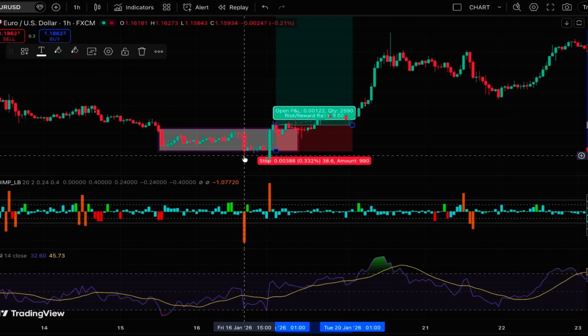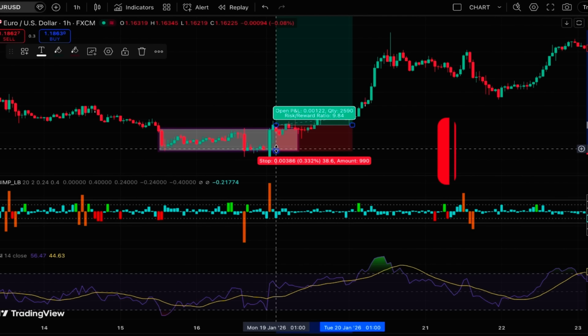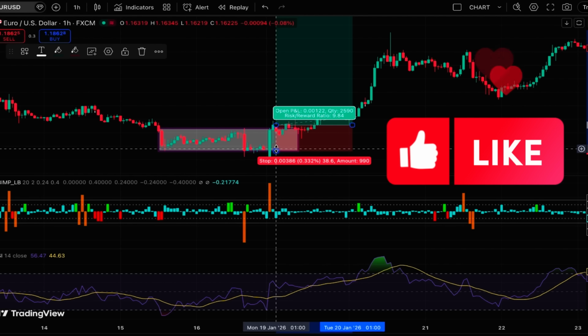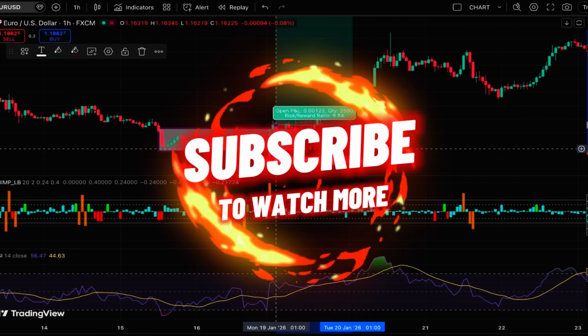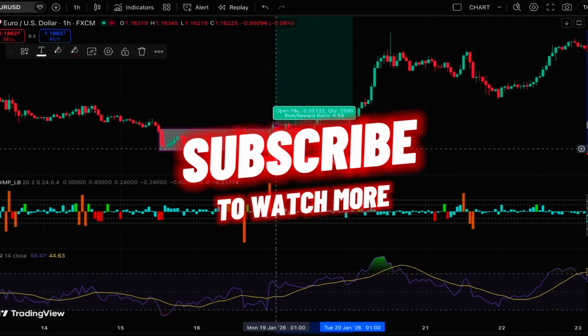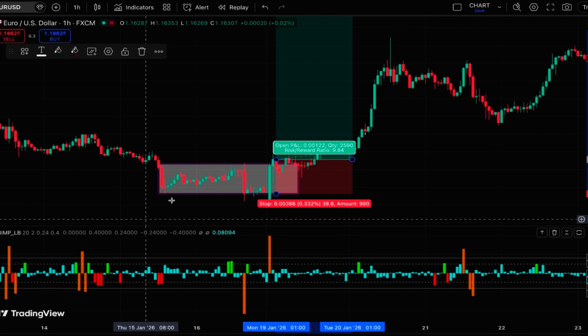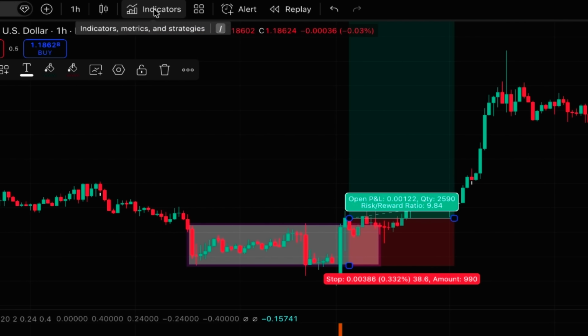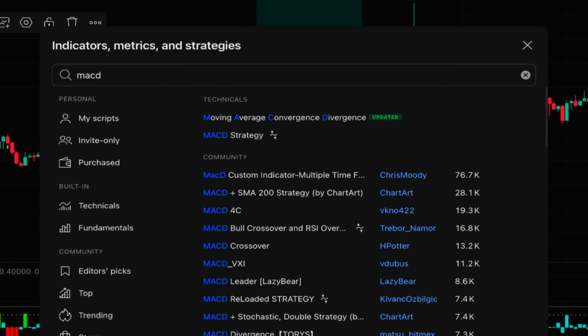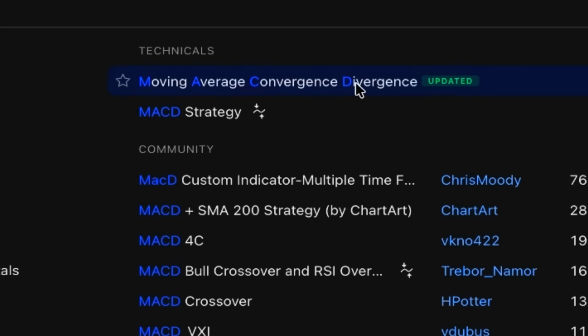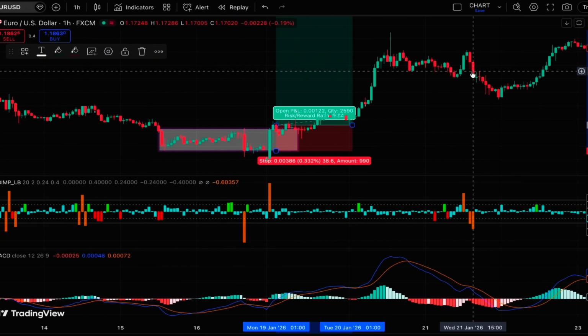But as I said, we can also have these kinds of impulse signals during pullbacks. And now let me teach you how you can avoid them and instead take high probability signals inside a trend. First, let me close RSI and then we add another indicator. Here we click on indicators and we search MACD. This one, moving average convergence divergence, and we need to change its settings.